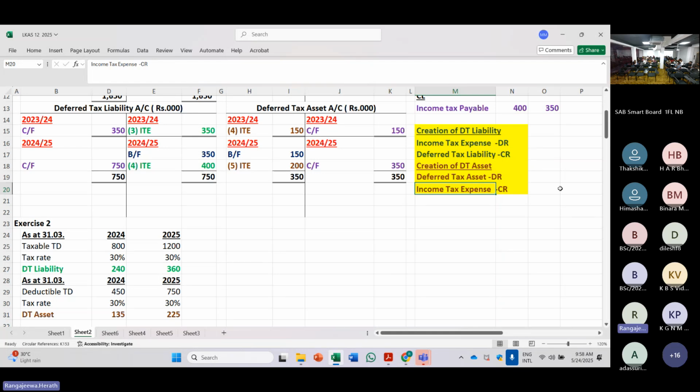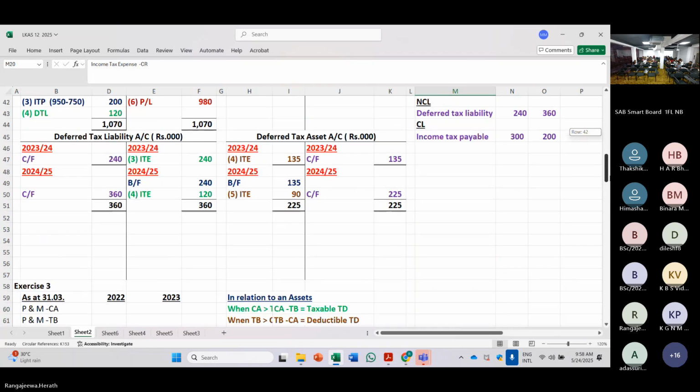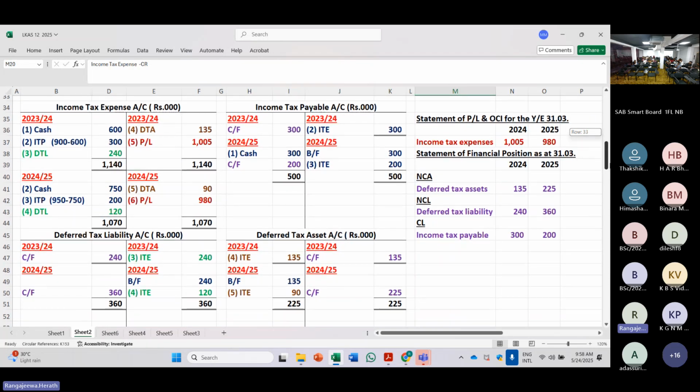Now this activity 2, we just exercise 2 we finish. Now we have the deferred tax liability 360 now, end of 2025. 2026, when you calculate the deferred tax liability, if it becomes 300, now the closing balance 360, next year opening balance 360. If the closing balance becomes 300, the deferred tax liability reduces. That is the reversal.